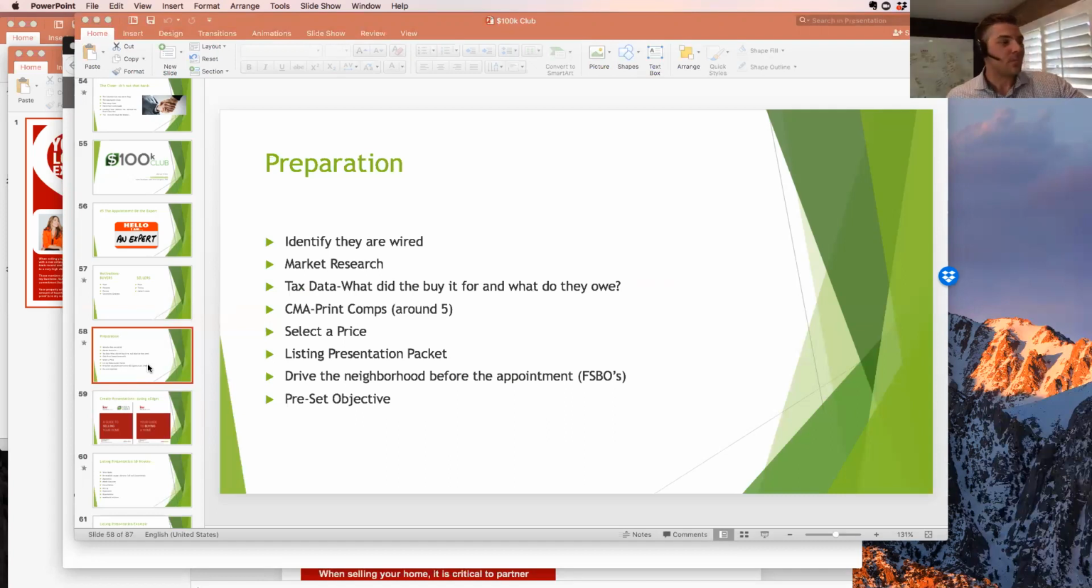Tax data. It's really important to pull the tax data, really for a couple of reasons. Number one, the tax data and previous history is a lot of times what people tell you they owe on the house or what they bought the house for isn't necessarily the truth right up front. Second thing is to find out who are the real decision makers on a property.